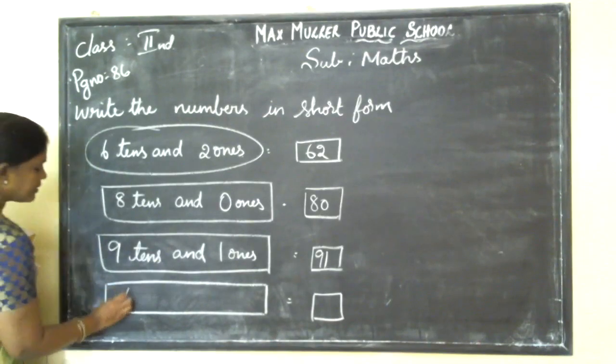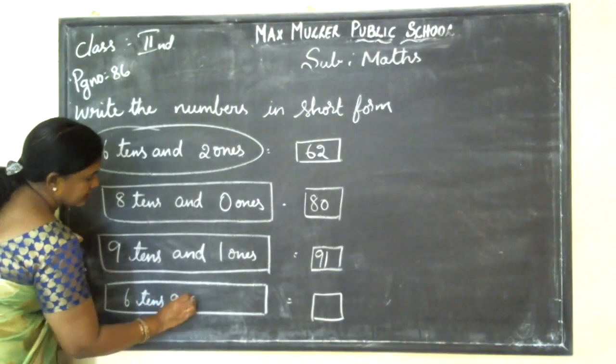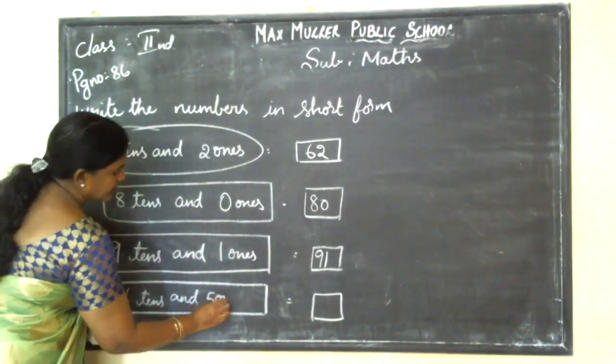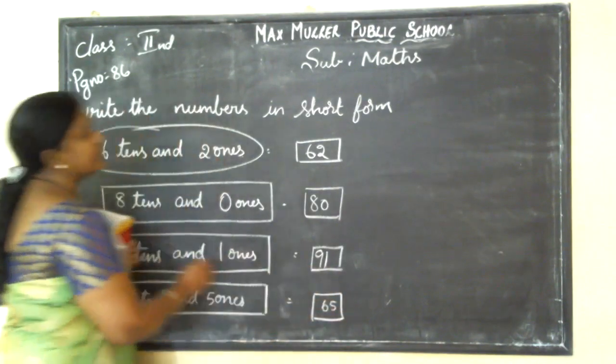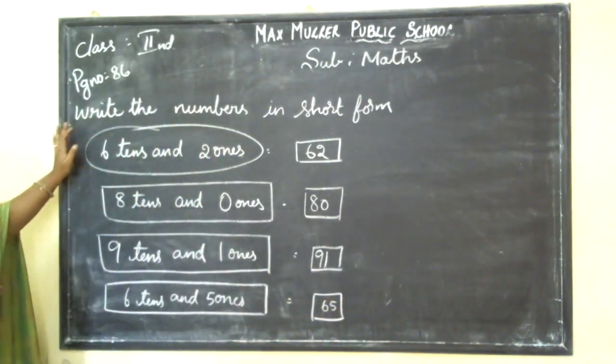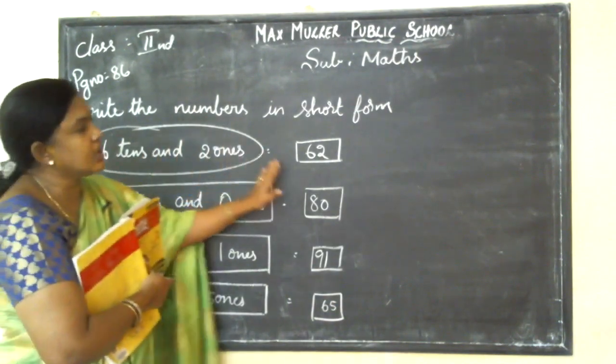Six tens and 5 ones. What will you write here? 65. Understood, children? Write the numbers in short form. They are given in expanded form, and you want to write them in the short form.